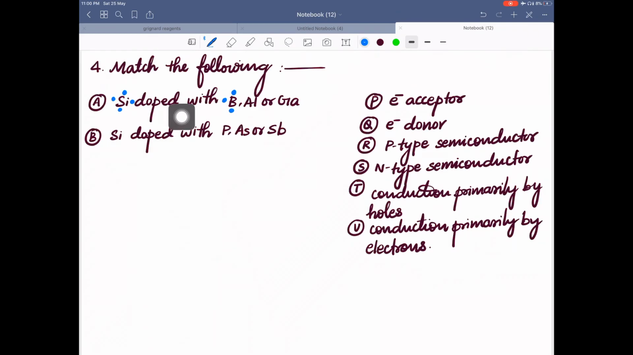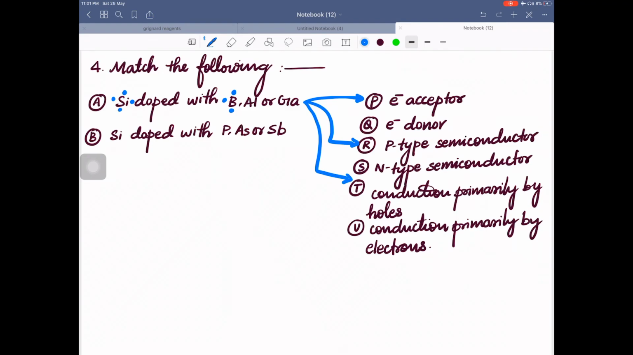So what we can say, the hole will be the electron acceptor, so it will match with the P. Then the conduction will be primarily by holes, so it will match with the T also. And the conduction primarily by holes is taking place in p-type semiconductor. That particular semiconductor is of p-type, so it will match with R also.